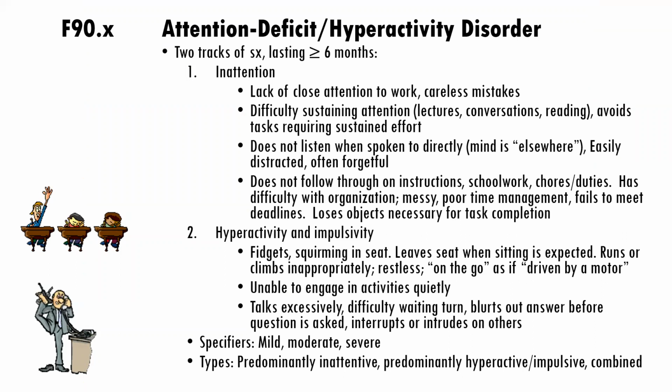Hyperactivity and impulsivity. Fidgeting, squirming in seat, leaving seat when sitting is expected, running or climbing inappropriately, especially in classrooms, restlessness, on the go as if driven by a motor. A clinical example of this is, I've actually been asked plenty of times by students, does a child really have ADHD if they're at the age of like 4? Like, isn't that a bit inappropriate?